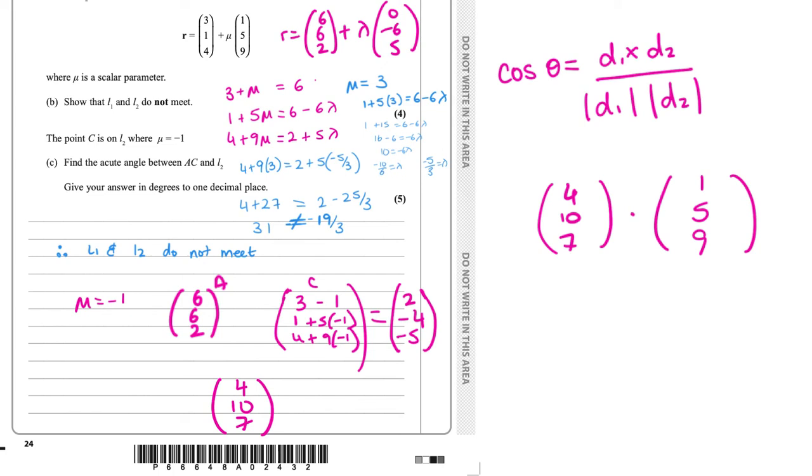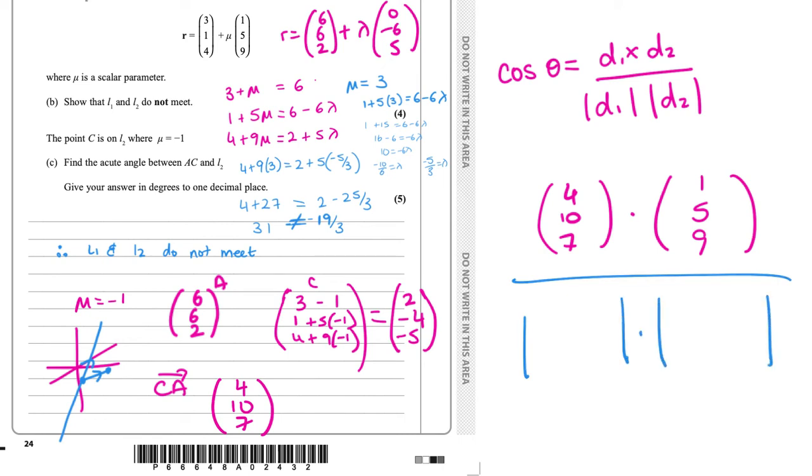Why have we done C to A? Sorry, I've written that wrong. That is because if we were to sketch this out, our line L1 is going to look something like this. Our point C is here, and our point A is going to be here. If we're trying to find the angle, we need both direction vectors to be coming out. Now we're going to have the magnitude of each one.